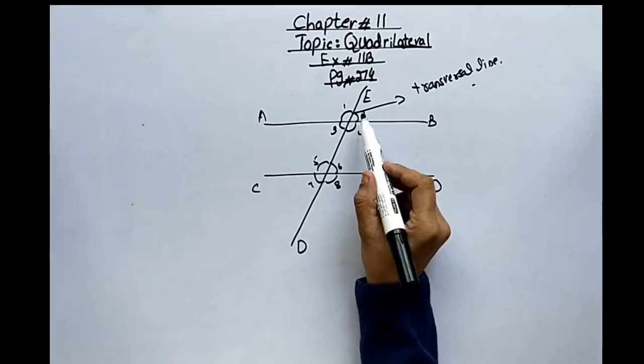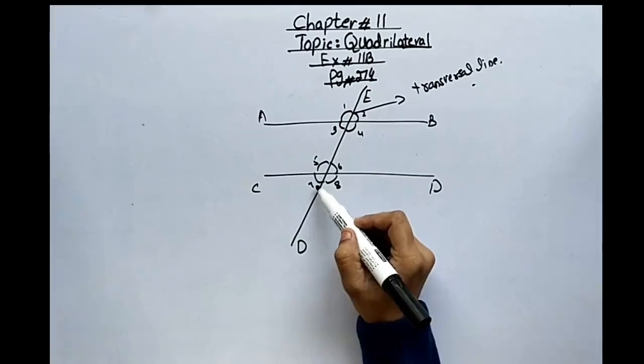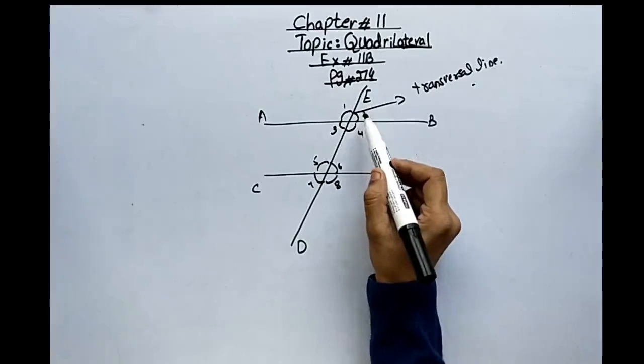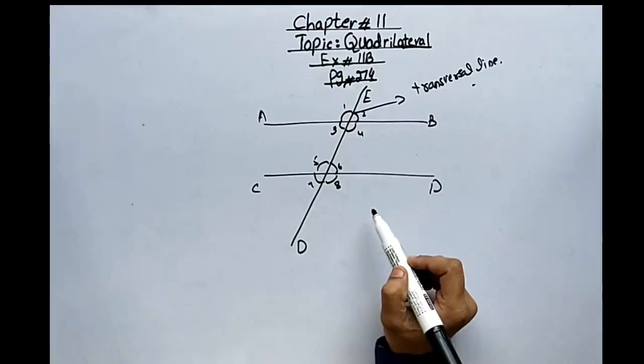And exterior means outside angles. The angles outside of these two parallel lines are called exterior. It means angle 1, angle 2, angle 7 and angle 8. These 4 angles are called the exterior angles.